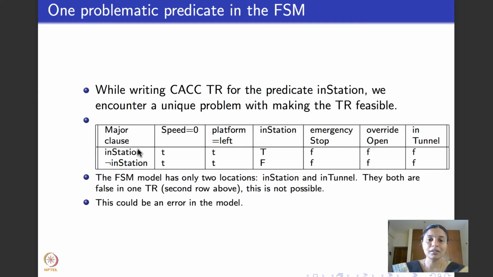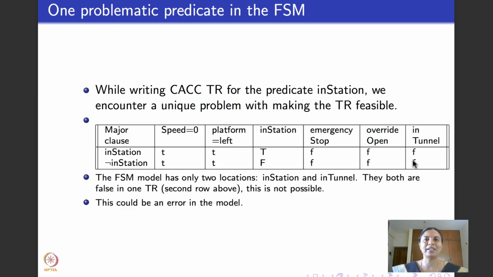So here again, you will realize that if this is the major clause, I make it true once, false once. The rest of it take true, false values. If you see, what I have done here is it says in station is false here and in station is false here, which means it says the reverse of what the previous thing said. It says that the train is neither in station nor in tunnel. It's just disappeared. That also is wrong, right?